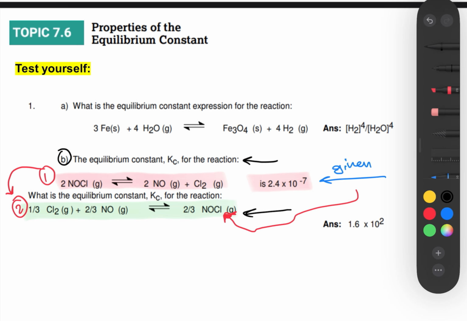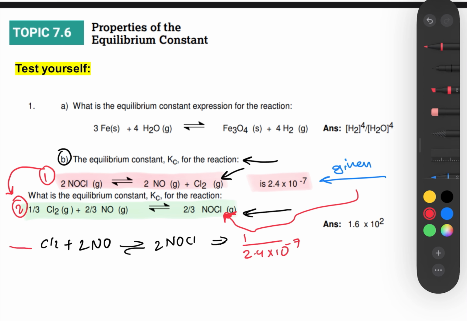So I have to say it's Cl2 plus, flipping this one here, 2NO, and then NOCl. Now, if you flip it, what happens to the value of Kc? According to the rule, it has to be in reciprocal form. So you have to say it's 1 over 2.4 times 10 to the power negative 7. But if you look at this equation and the green one, are these the same? My target is to change the first one to be the same as the second one. But we can see no, we have some differences between them. We can see it's multiplied by a coefficient of 1 over 3.